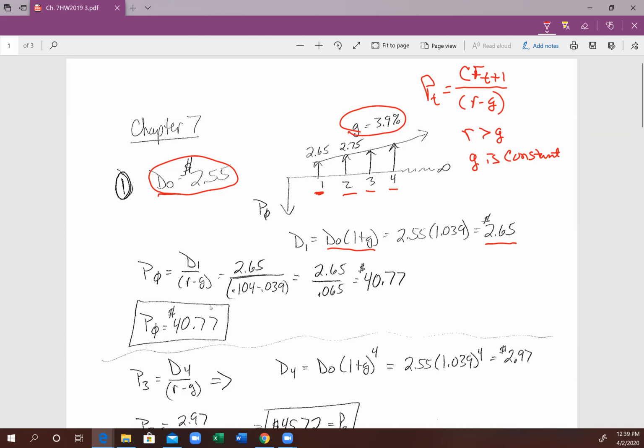So it says, if I want to find P0, I need the cash flow at 0 plus 1, or I need D1, and I need to divide it by r minus g. So I take the $2.65, divide it by the required rate of return, which was given at 10.4%, minus g, which is 3.9%. We've got a P0 of 40.77.